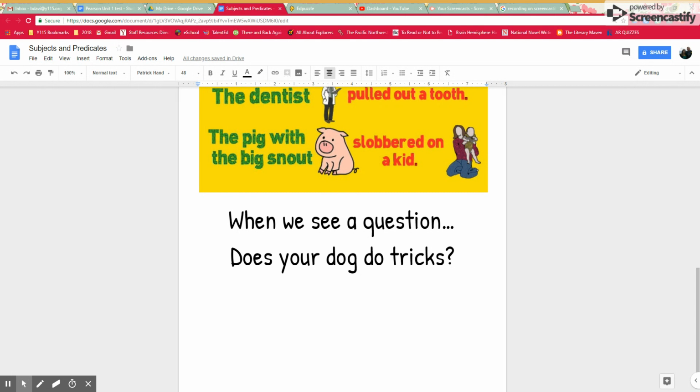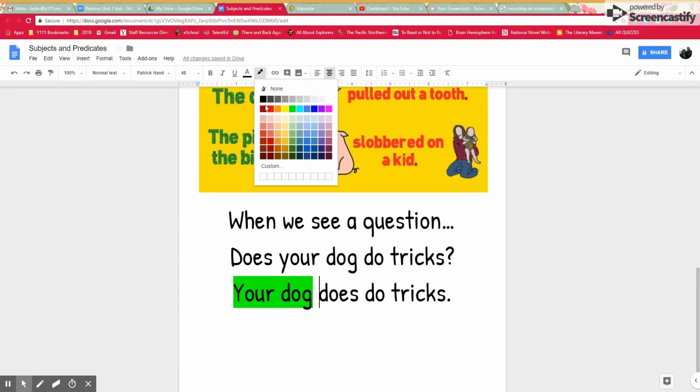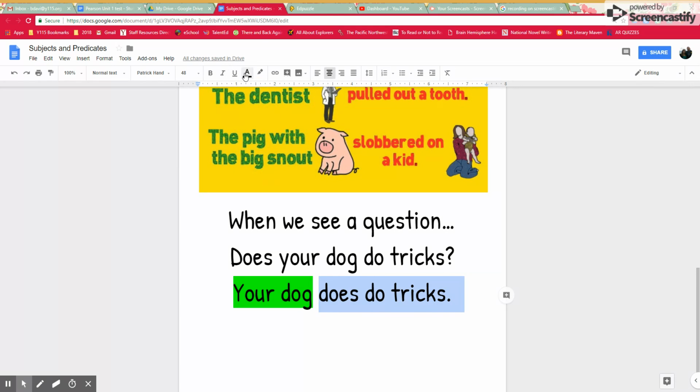We're going to change it into a statement. So I'm going to rewrite this and say, your dog does do tricks. Now, your dog might not know any tricks. My dog Mouse does not know any tricks. I throw a treat at her and it bounces right off her head. But to figure out our subject and our predicate, we are going to flip our question into a statement. So I can figure out my subject, the who or the what, is going to be your dog. And then I want to know, what does the dog do? Well, we were asking our question if they do tricks. So our predicate is going to be does do tricks.